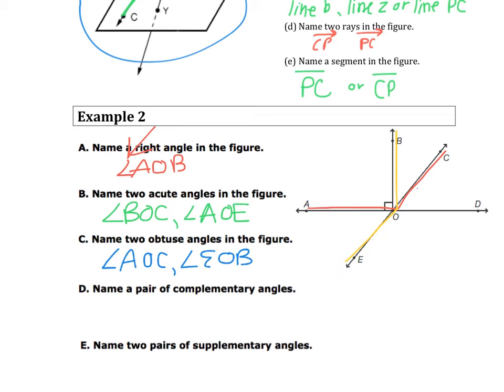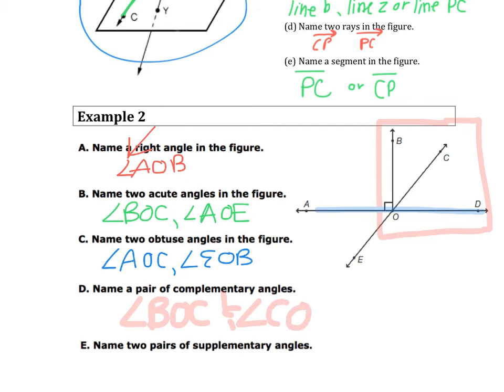All right, I'm going to erase the picture again so I can mark it up again. We're looking for complementary, which means add to 90 degrees. And the only two I've seen here that are possible to add to 90 are the two here, BOC and COD. They have to add to 90 because they are supplementary or on a line with AOD, a straight angle, which means they have to add to 90 degrees to add up to the total of 180. So it's going to be angle BOC and angle COD.